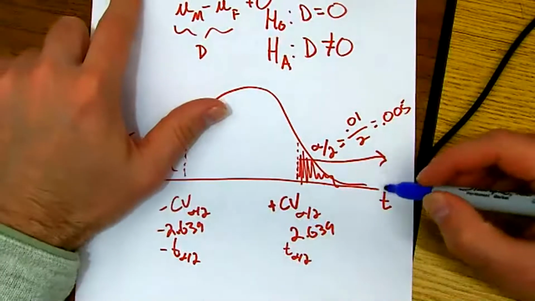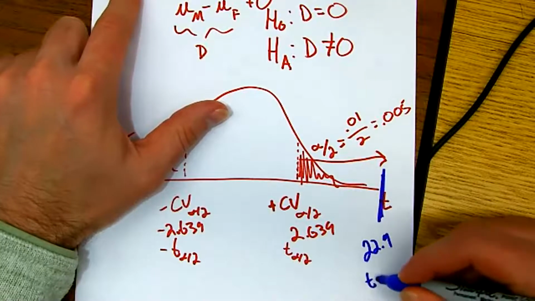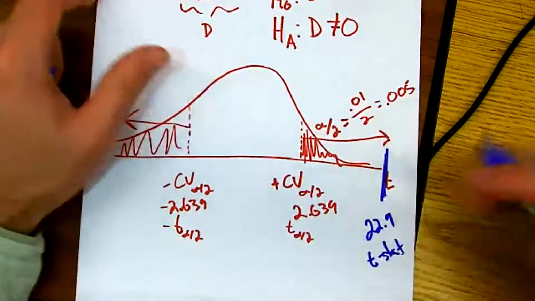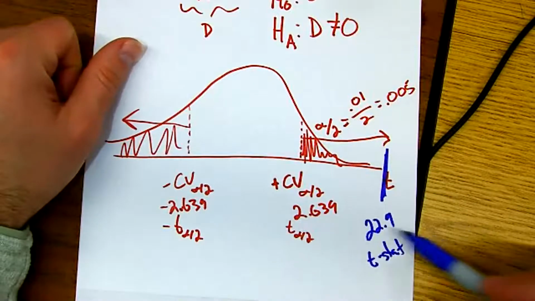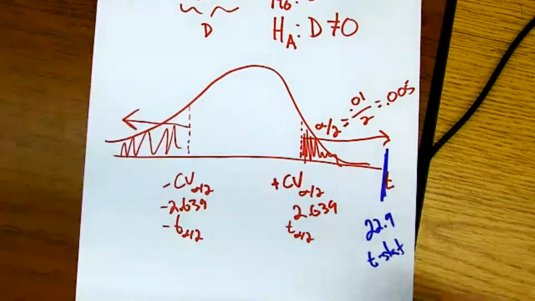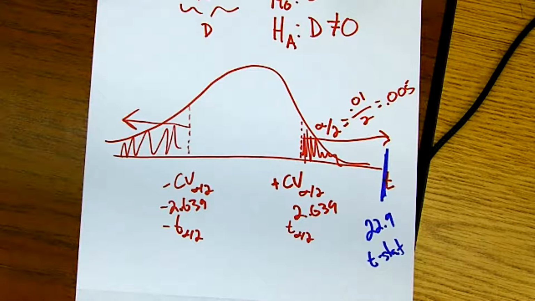Where would that be? 22.9 is my t-stat, or my test statistic, and it's going to be clearly in that rejection region, right? Way larger, way more extreme than my critical value. So I can clearly reject at the 99% level here, at the significance level of 1%, right? Alpha of 0.01. Any questions over any of that?